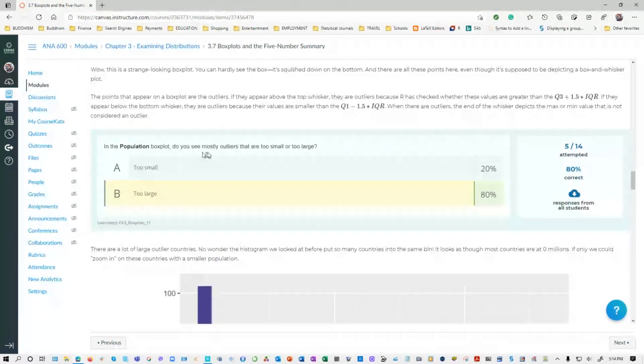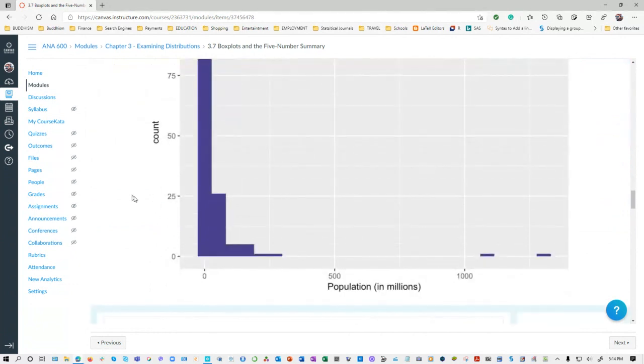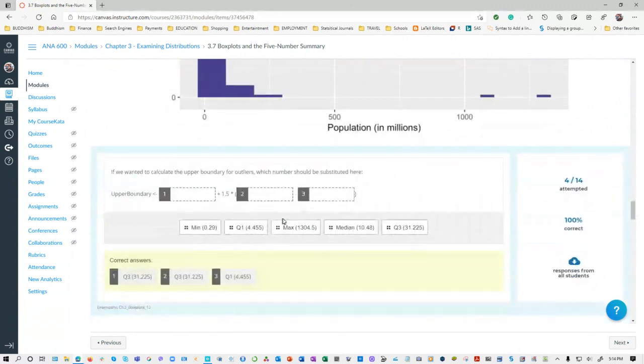In the population box plot, do you see mostly outliers that are too small or too large? Too large. There are a lot of large outlier countries. No wonder the histogram we looked at before put so many countries into the same bin. It looks as though most countries are at 0 million. If only we could zoom in on the countries with a smaller population. Most of the countries have a smaller population. The countries with a larger population are considered outliers.